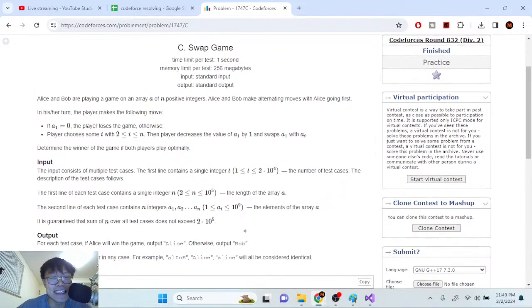If you're from TikTok, this is competitive programming. We're doing competitive programming problems. These are like games, and they take a lot of thinking.